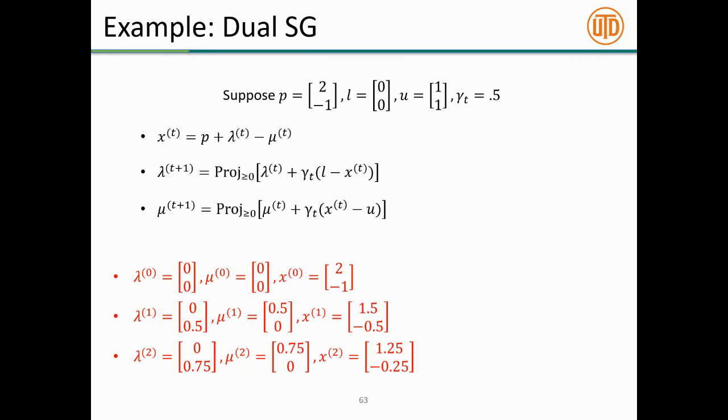So that could happen. It also could happen that you end up with something that does satisfy the constraints, but there's no guarantee that the iterations satisfy the constraints. Only at the limit are you guaranteed to have something that does.